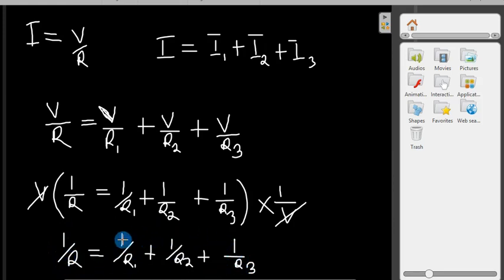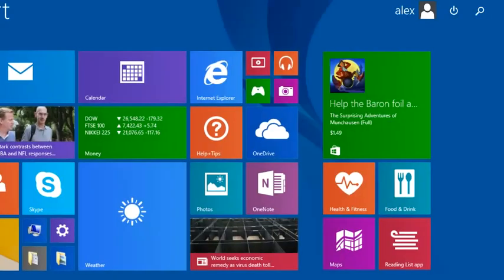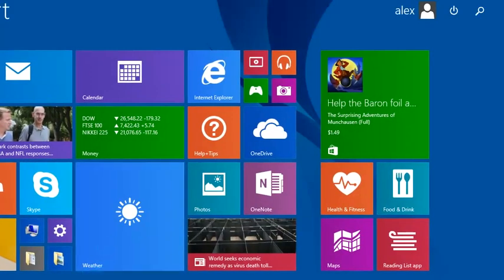Okay, but I will very soon show you a shortcut when we are dealing with only two resistors, a shortcut for the same formula. Okay, so we go back to our work.